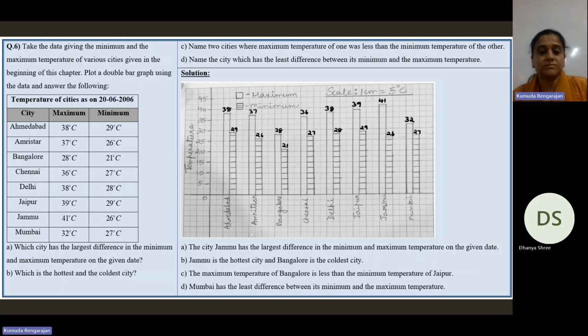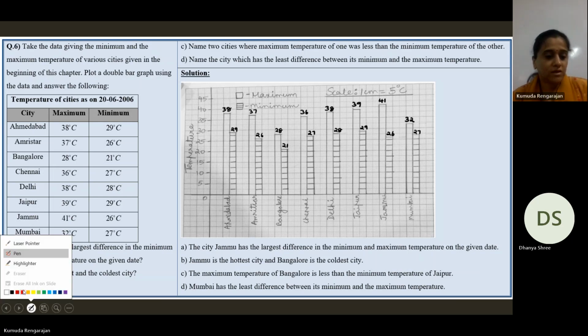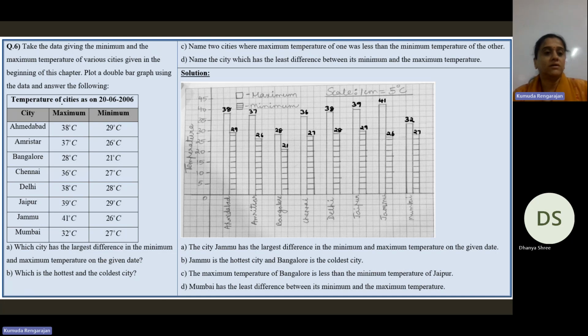We'll do this one. See here. Take the data giving the minimum and the maximum temperature of various cities given in the beginning of this chapter. Okay, so NCERT, no? In your NCERT math textbook, there is data where you can find the minimum and maximum temperatures of various cities at the beginning of the chapter. So I have brought that question here for you.